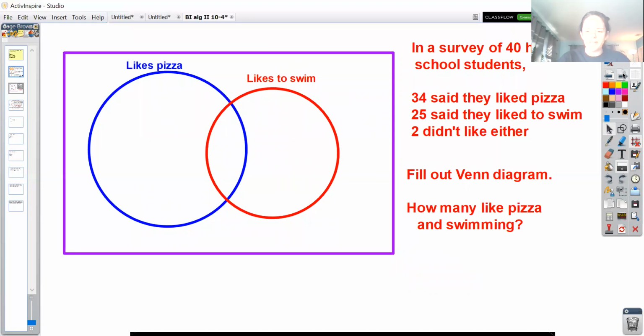Okay, so what I would like you to do is pause the video and draw this Venn diagram, and then see if you can fill in the Venn diagram with the appropriate numbers.